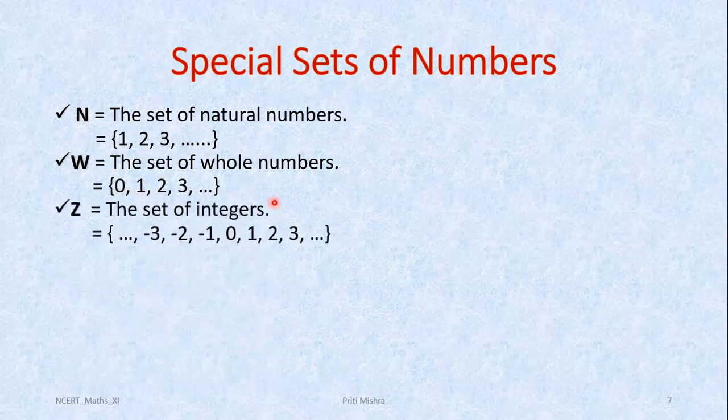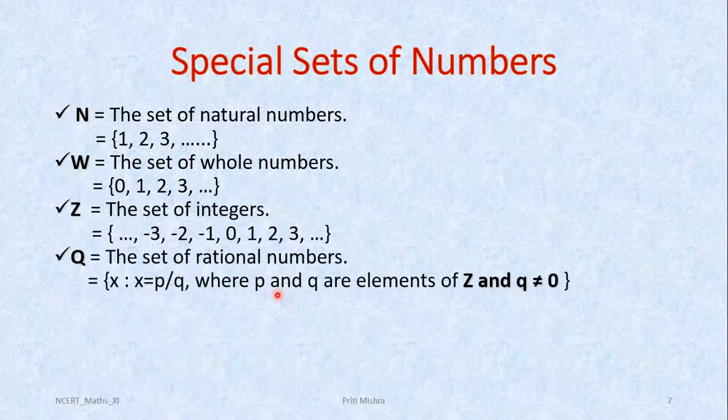After this, we have the set of integers, which is denoted by capital Z. All the negative integers and all the positive integers along with 0 come under this set. Next, we have the set of rational numbers. You know well what rational numbers are. The numbers of the form p by q, where p and q are integers and q is not equal to 0, are known as rational numbers. We denote this set by capital Q.